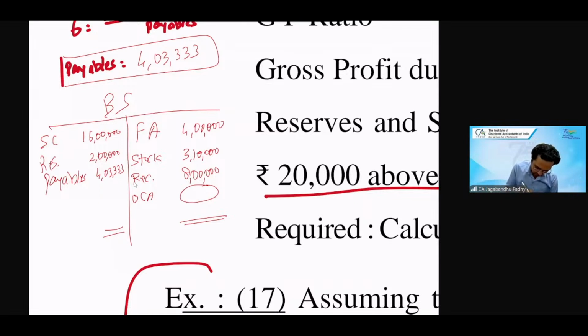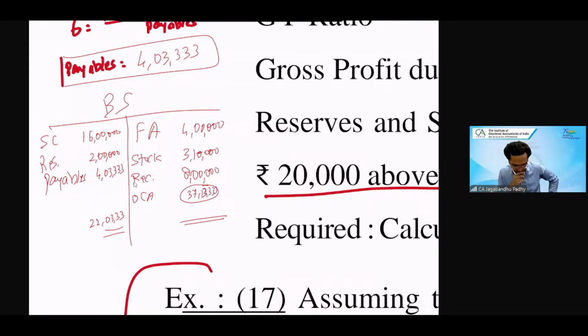6 lakh plus 2 lakh. So this is 22 lakh, 3,333. And on this side, we have 4 lakh plus 3 lakh 10,000, 93,333, plus 8 lakh. And then minus 22 lakh, 3,333. 37 lakh 13,333, correct?